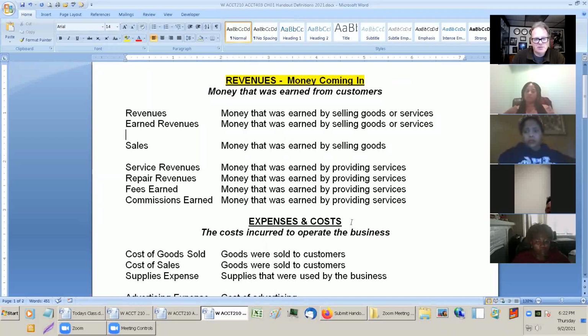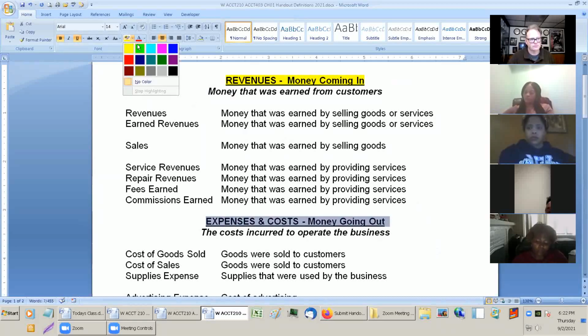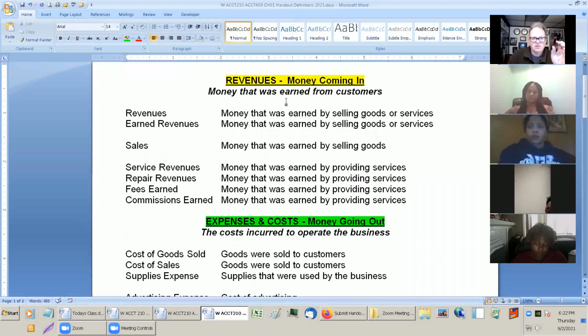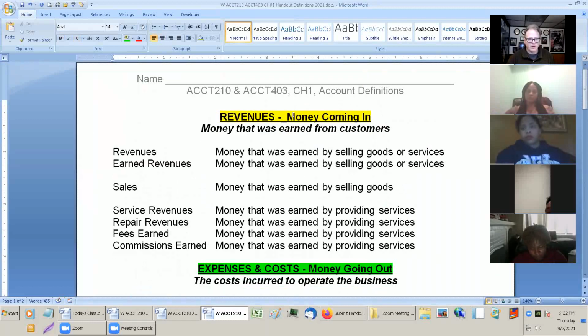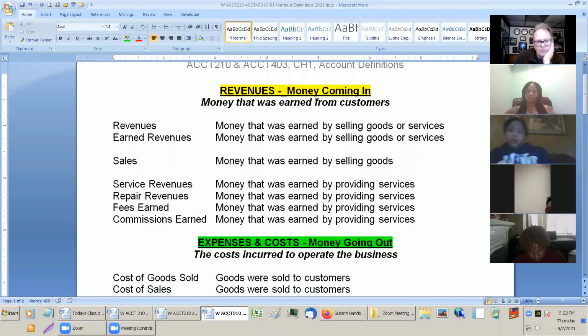And we compare those to expenses and costs, and this is, as you may have guessed, money going out. So revenues are money coming in, and expenses are money going out.